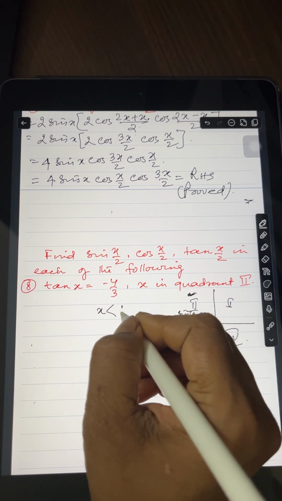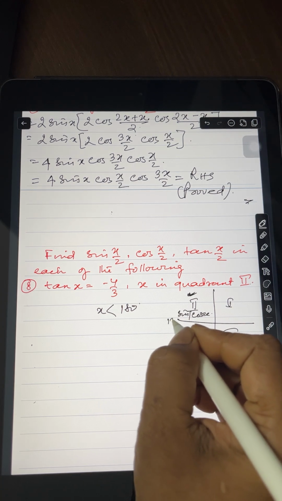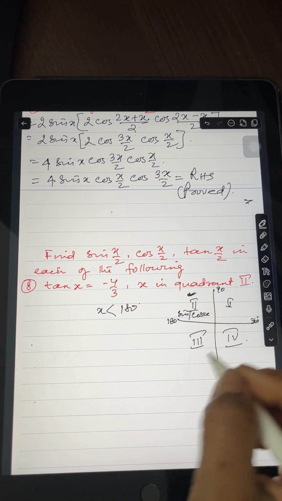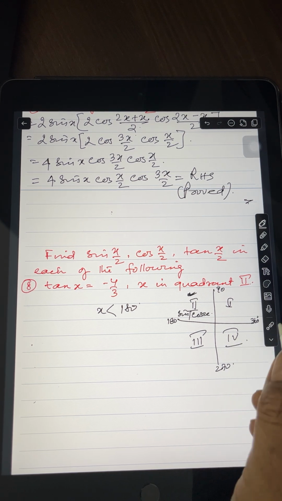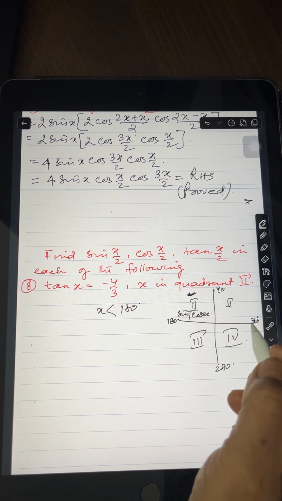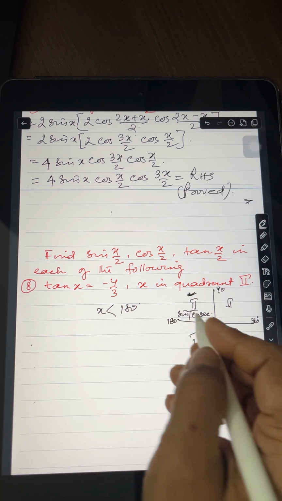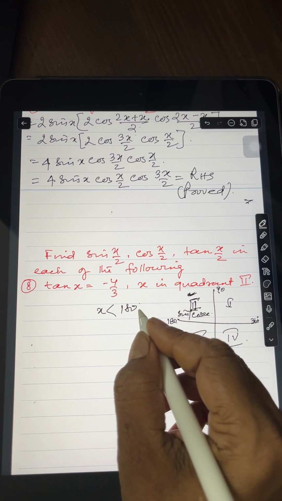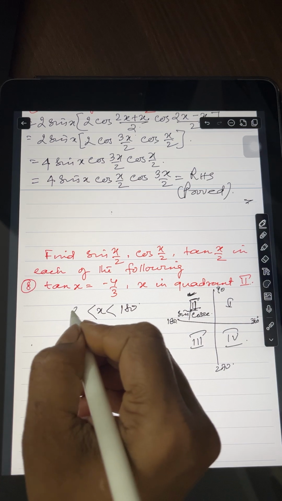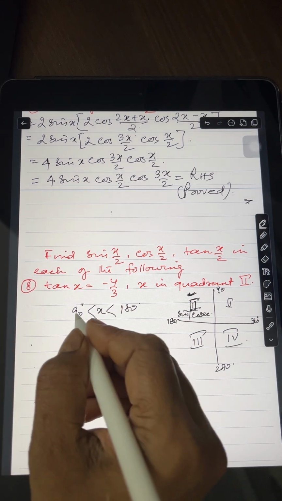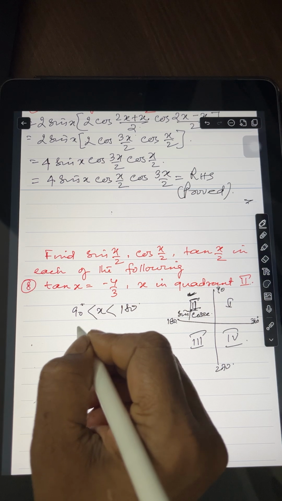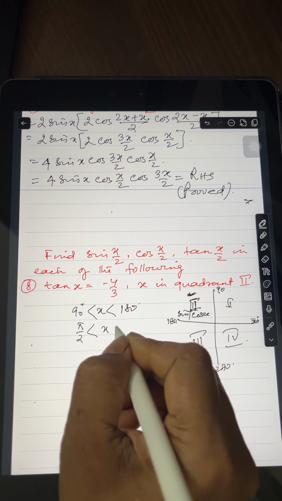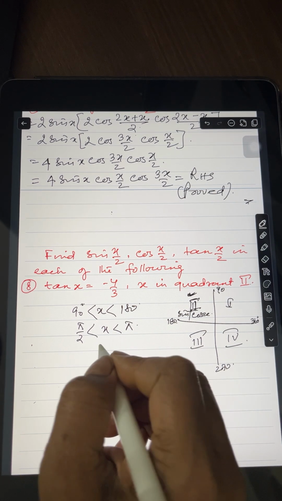So x is less than 180 because here it is 180, here it is 90, here it is 360, and here it is 270. Okay, now 90, 180, 270, 360. So x in second quadrant means x is less than 180, but x is greater than 90 degrees. 90 degrees can also be written in radian form as pi by 2. So pi by 2 is less than x is less than pi. You can write like this also.